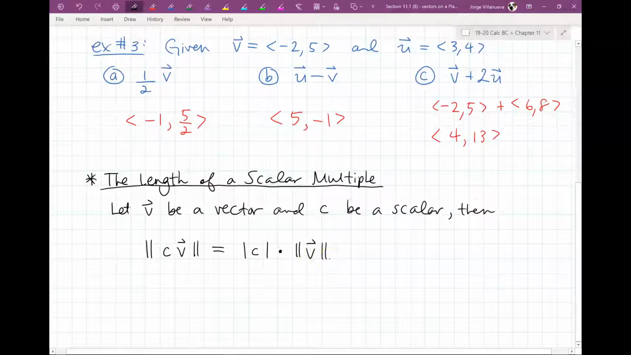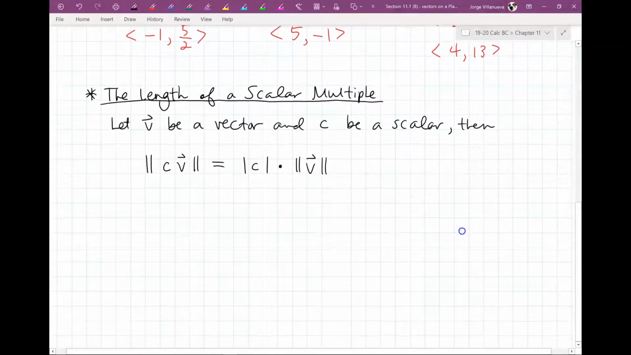So in other words, you could just find the magnitude of the vector and then multiply it times the absolute value of c. Okay? So if it was a -5 times vector v, and you're finding the magnitude, then at the end you're going to have whatever the magnitude of v is times 5. Okay? Not times -5, but times 5. So that's one of the definitions.